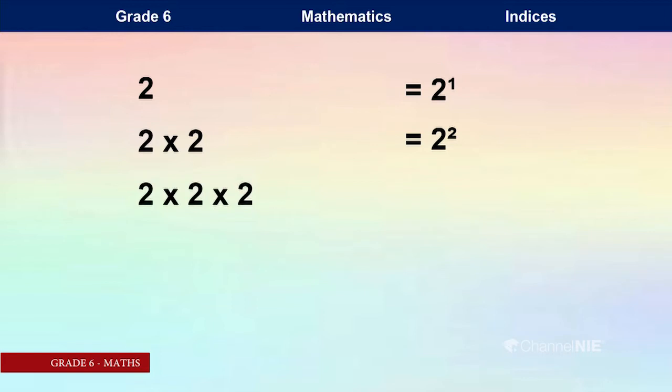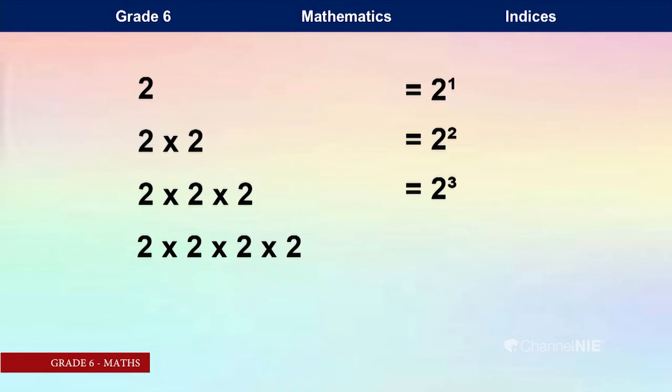Then next one, how many 2's are there? 1, 2, 3. Yes, my dear children, count it with me. Then this is how to write using index notation: base is 2 and index is 3. This is 2 to the power 3. Always we should write the index at the top right side of the base.